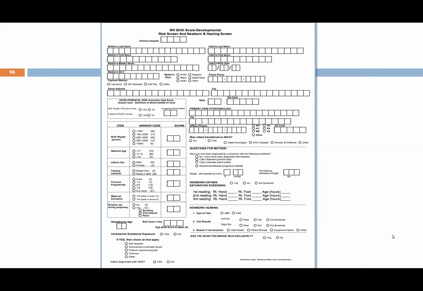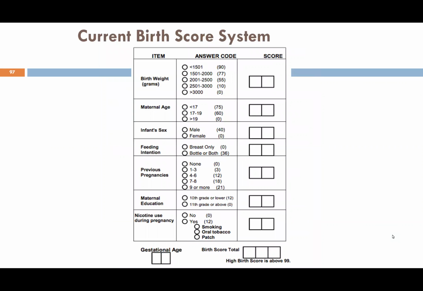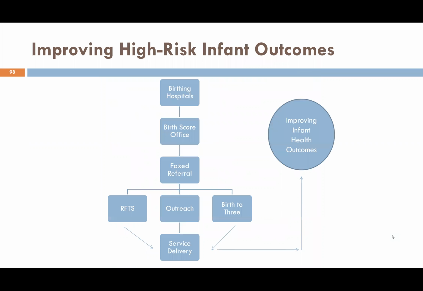If you go to the next slide, it is just a close-up of what the actual birth score system looked like before we ended up revising it, which I'll get to shortly. You can go to the next slide. The idea of the birth score is to serve as an intermediary between a birthing hospital and transitions of care. You can see in this flow chart that birthing hospitals complete a birth score and then submit that report to the birth score office.